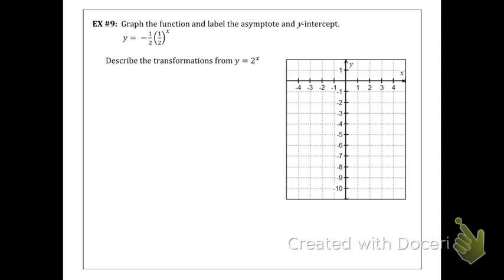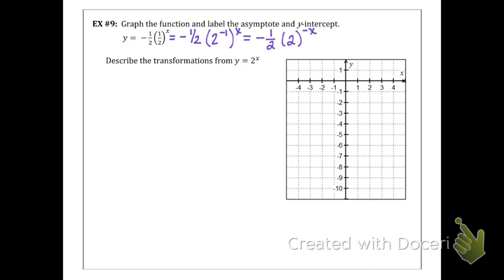All right, example 9. It says graph the function and label the asymptote and the y-intercept. Describe the transformations from y equals 2 to the x. So we need to change this to y equals 2 to the x. So first, that's what I'm going to work on. So this is the same thing as saying negative 1/2 times 1/2, remember, is 2 to the negative 1 to the x. And so this could be negative 1/2 times 2 raised to the negative x.